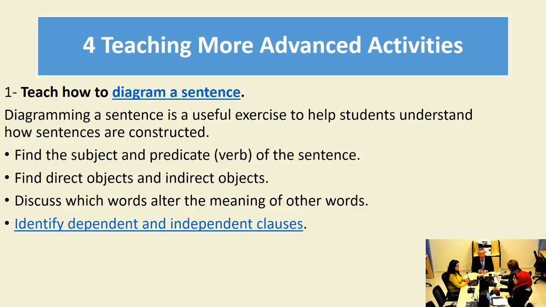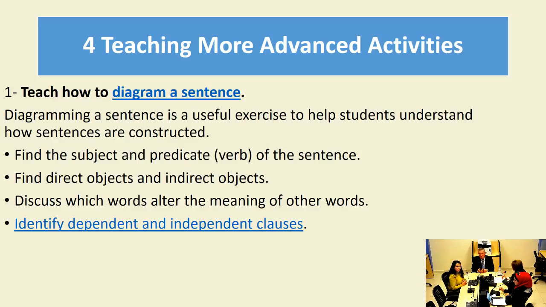Now, find the subject and predicate verb of the sentence. Find direct objects and indirect objects. Then discuss which words alter the meaning of the other words. Finally, identify dependent and independent clauses. Yeah, so we move from the simple to the complicated. Exactly. Some words alter other words. We have dependent clauses, we have independent clauses. Now here we're moving to higher levels, advanced level.